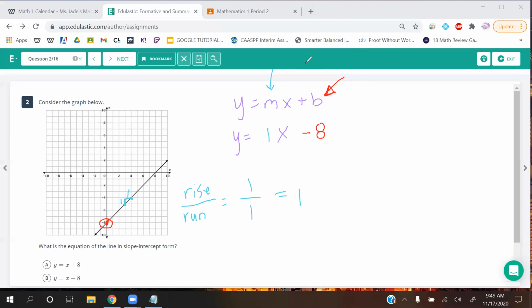The x just stays there. So our equation should be y is equal to 1x minus 8. But wait, there's more. You want to simplify this because 1x is the same thing as x. So y is equal to x minus 8 should be our final answer. So let's go take a look and find this on our sheet. That's right here. It's answer B. Okay, so we want answer B. Any questions on this one?